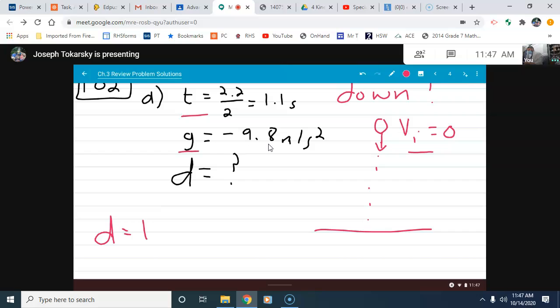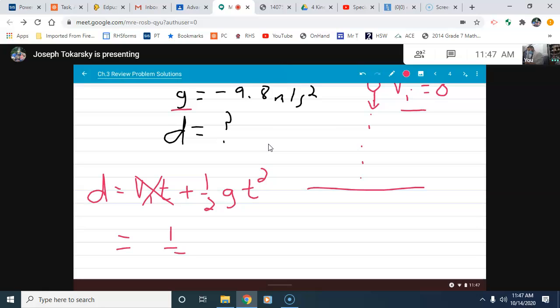which says D equals VIT plus 1/2 GT squared. That's gone because VI is 0. Therefore, we get 1/2 times negative 9.8 times 1.1 squared. This is the only way to do part A with only givens. You could solve for VI first, but that wouldn't technically be an only given. And we're always attempting to do that if possible, right? So we run these numbers, and I get about 5.9.